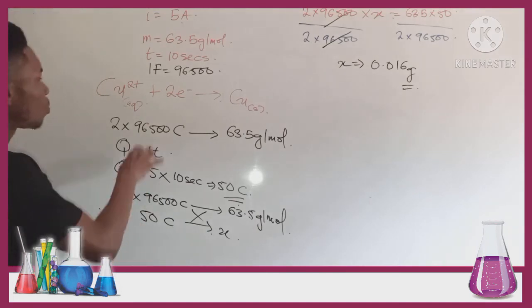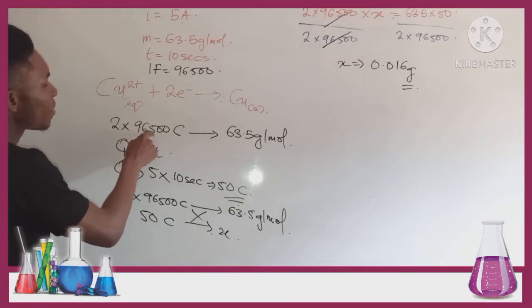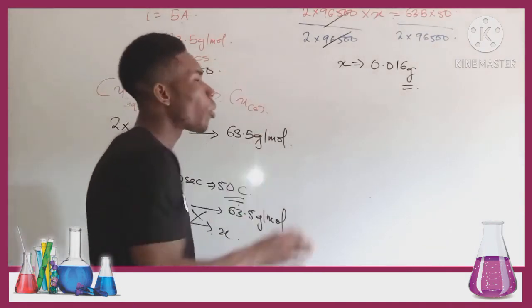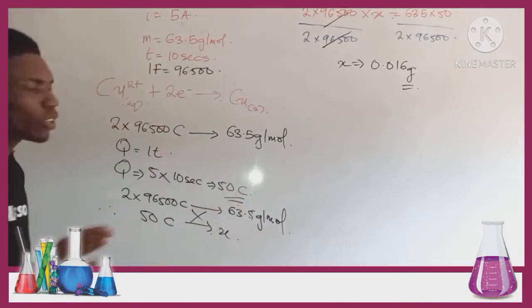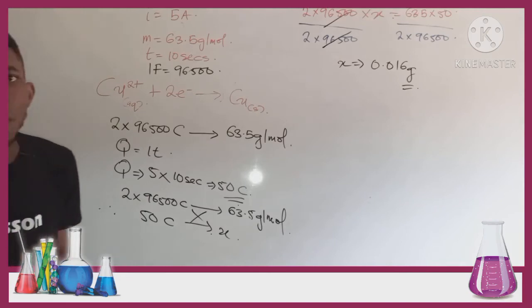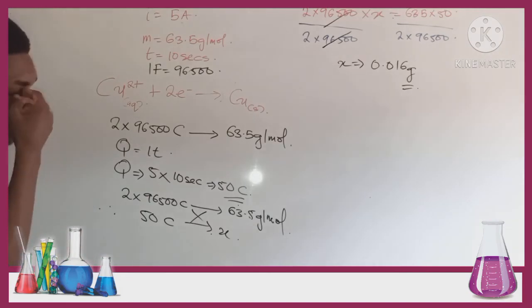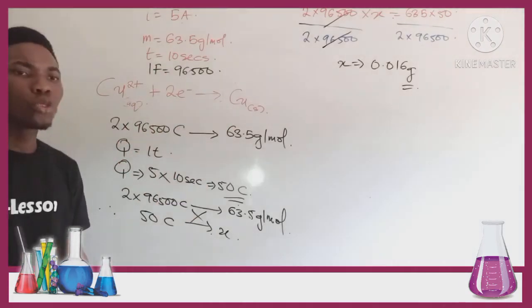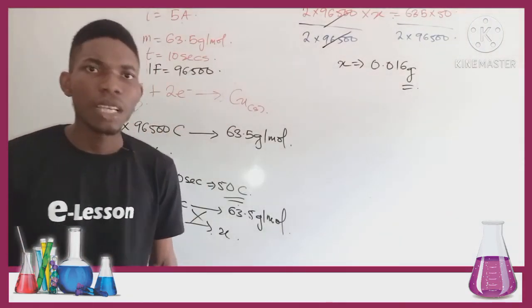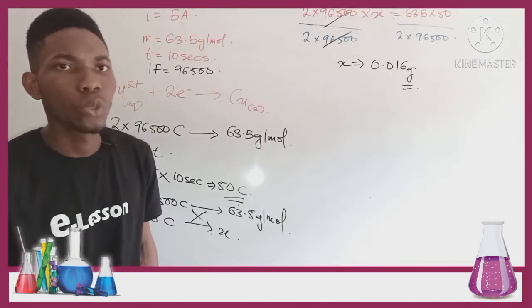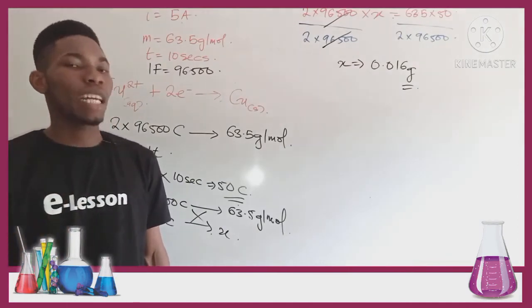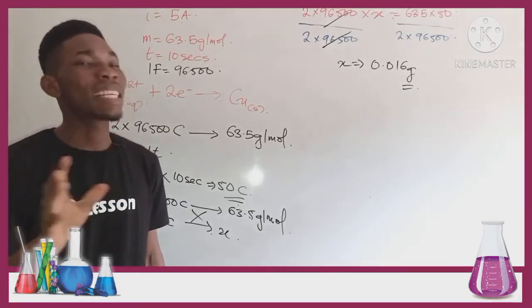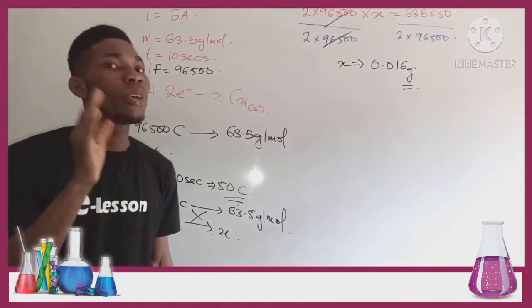Of course, you saw that this 2 times 96500 liberated 63.5. So it is expected that 50 coulomb will liberate what? Less. So whenever you are given a question like this, how do we approach it? Let's take it softly. The first thing is to write the half equation. Now, how do you know if it's an oxidation or reduction reaction? The question says it occurred at the cathode. Because it occurs at the cathode, any reaction that occurs at the cathode is a reduction reaction.